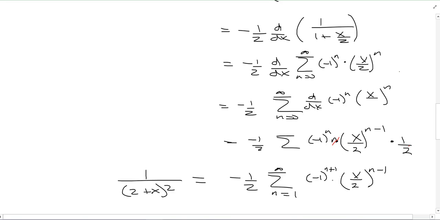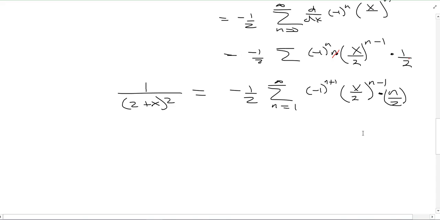So I'm still going to have my n in here. So that n, sorry, does not cancel. So I'm going to have my n over 2, right? This n times that 1/2 becomes n over 2. And so that's going to be our function, our power series.